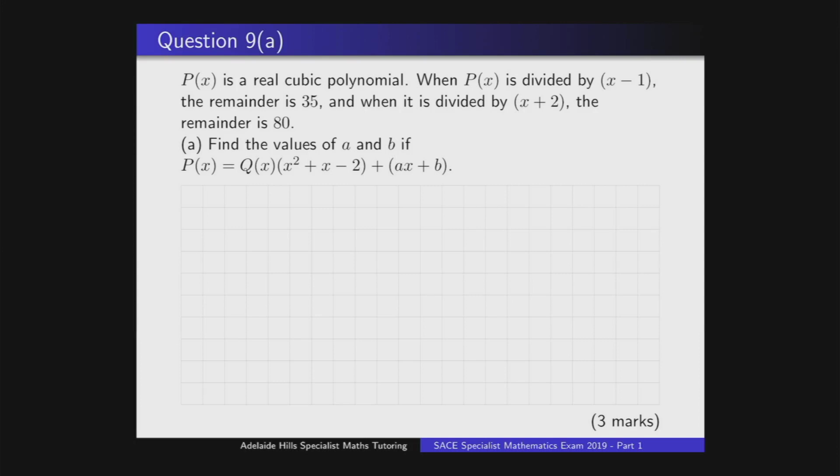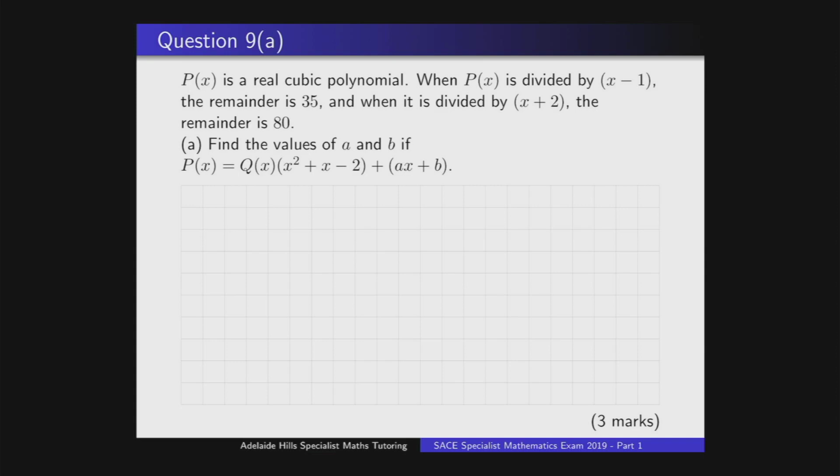It starts off with a description that p of x is a real cubic polynomial, and when p of x is divided by x minus 1, the remainder is 35. And when it's divided by x plus 2, the remainder is 80. We want to find the values of a and b in the equation p of x is equal to q of x times (x squared plus x minus 2) plus ax plus b. So if you divide p of x by x squared plus x minus 2, you're going to get q of x and a remainder of ax plus b.